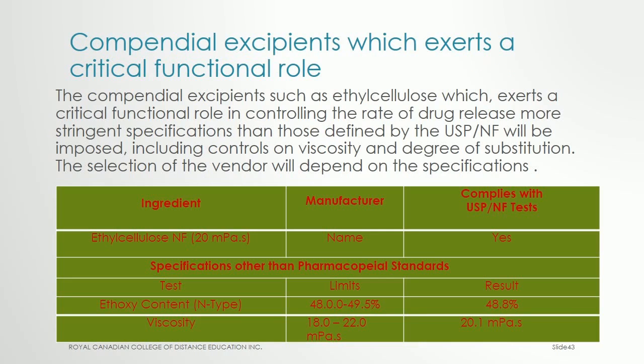Compendial excipients which exert a critical functional role. The compendial excipients such as ethyl cellulose exert a critical functional role in controlling the rate of drug release. More stringent specifications than those defined by the USP and NF will be imposed, including controls on viscosity and degree of substitution. The selection of the most suitable vendor will depend partly on the ability to meet specifications and other factors.